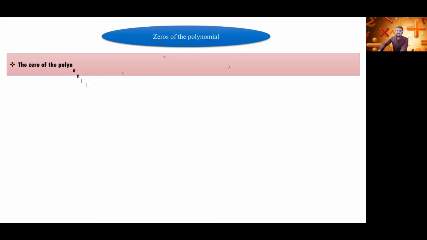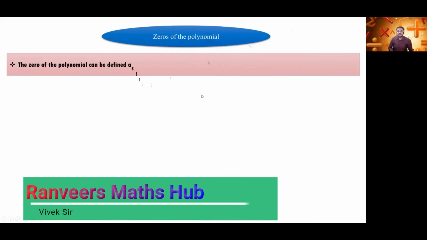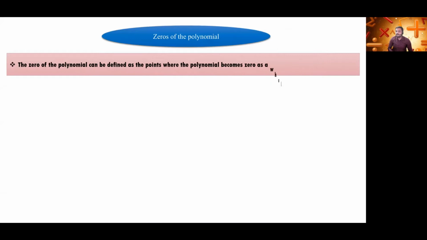Okay, so yesterday we saw the definition of zeros of the polynomial. Zeros of the polynomial means the value of x, suppose the polynomial is in x variable, for which the value of the polynomial becomes zero. That is nothing but the zero of that polynomial. So can you please tell me for a linear polynomial how many zeros are there? For quadratic, how many zeros are there? For cubic, how many zeros are there?